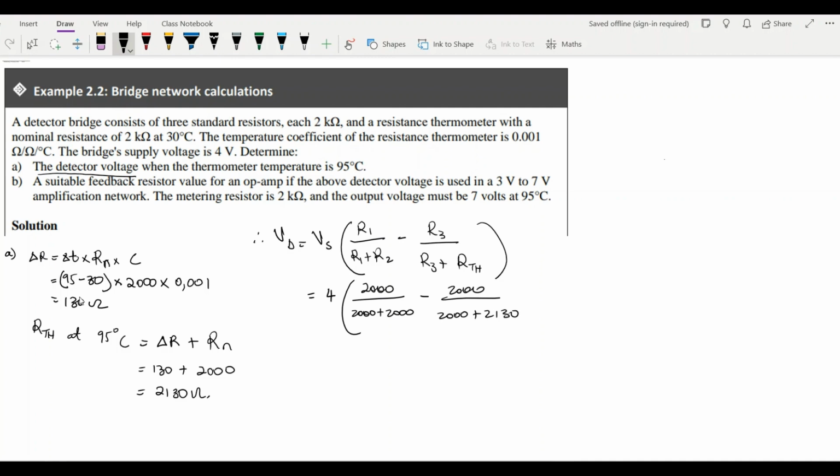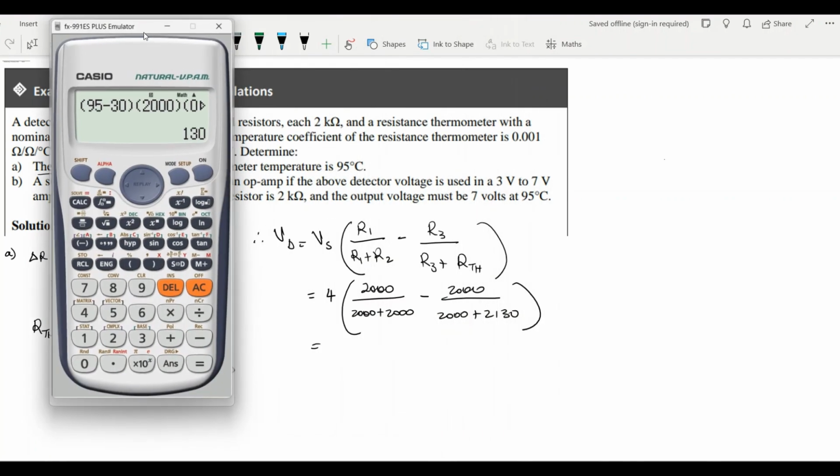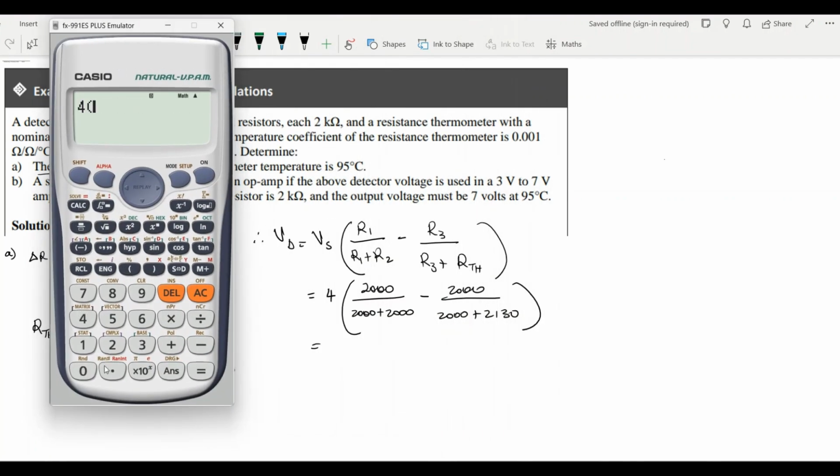So this is 2130, just like that. Now we punch into our calculator. For that, this would be 4 multiplied by 2000 divided by 4000, minus 2000 divided by 4130, just like that.